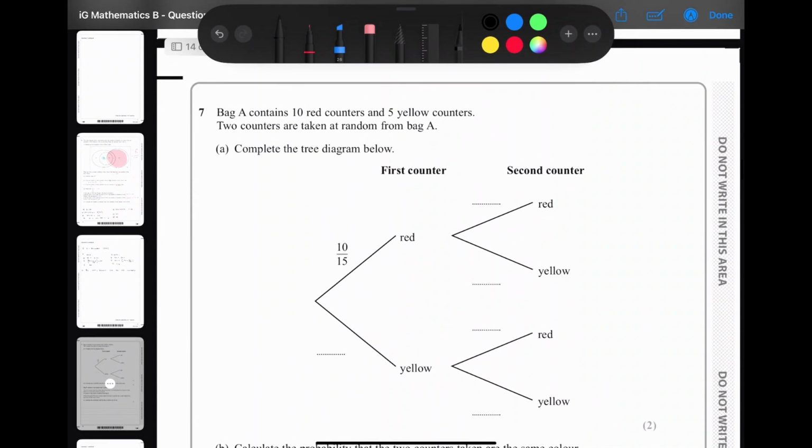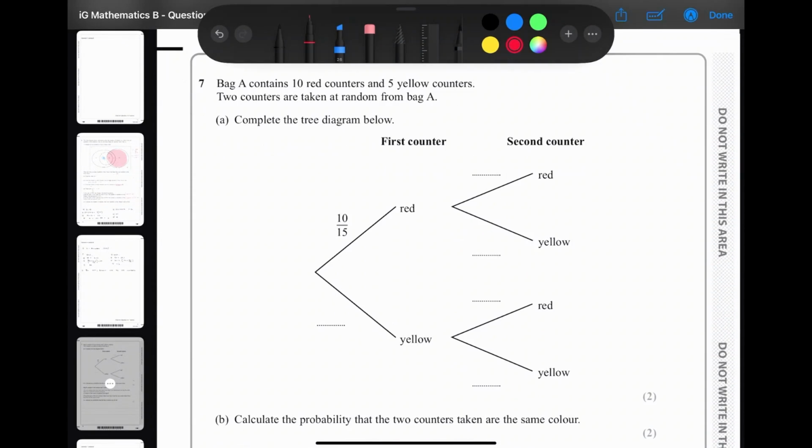For question 7, we have a probability branch. We need to fill the blanks with the correct ratio, using the 10 red and 5 yellow counters. Since red are 10, so only 5 yellow left for the first one. For the red plus red, we have already taken 1, so it will minus 1 from both the values.